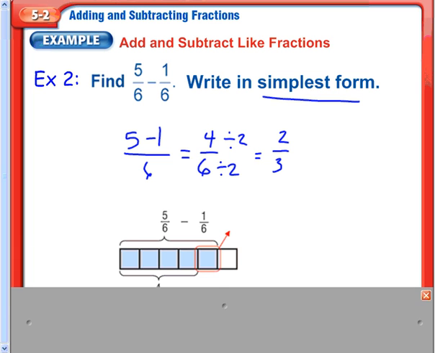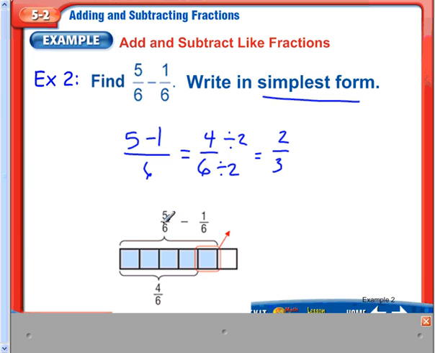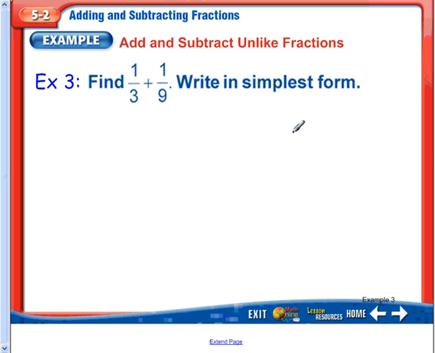Again, if we take a look at the picture here, if we start with 5/6 and take away 1/6, we're left with 4/6. And again, we want to write that in simplest form, so 2/3 is our answer.